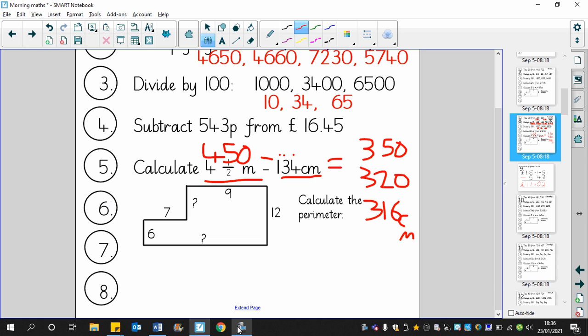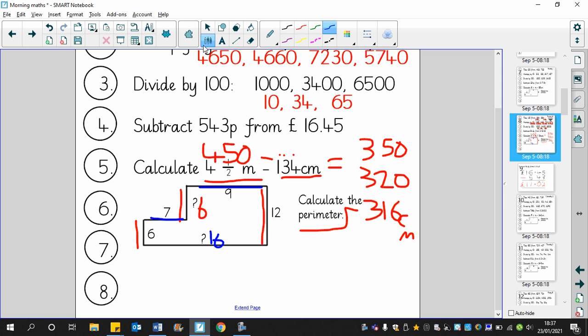Now we go on to the final question, which is calculate the perimeter of the hexagon we can see here. Now, by now we should know this. If this vertical side is 12 and that is 6, then this must equal 12 minus 6, or if you want to do it a different way, you've got this plus this equals 12. Either way, that becomes 6. And then for the horizontal line, we know that that's horizontal and that's horizontal, so we've got those two lines to help us. So 7 add 9, that answer is 16.